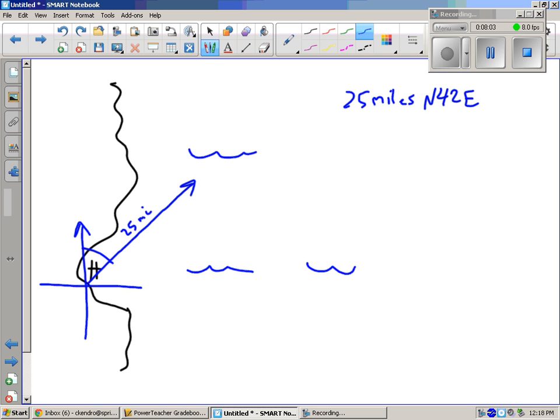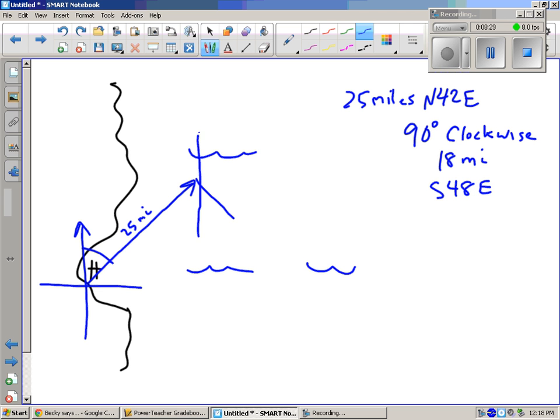Okay, then they turned 90 degrees clockwise, and they went 18 miles south 48 east. So what we need to do is make a 90-degree angle here, and I'm going to put in another north and east and west line. So if this right here is 90, how much would this one be?